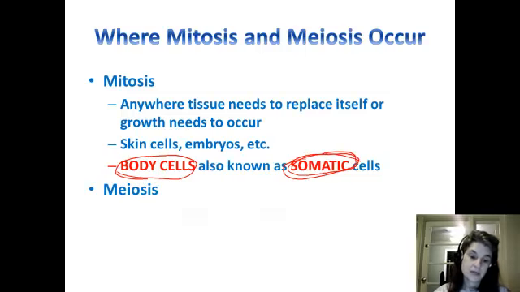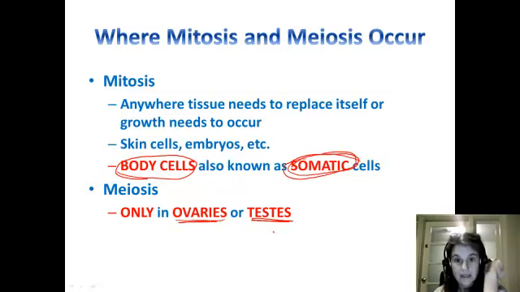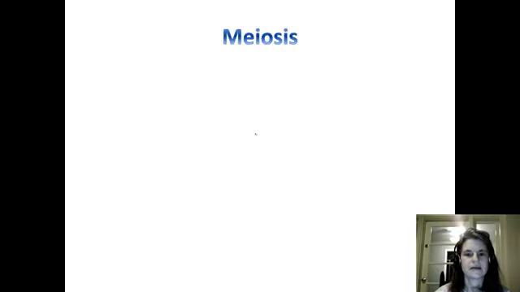Whereas meiosis occurs in one place and one place only, and that is in the reproductive organs. That would be in females, the ovaries, and males, the testes. That's it. Nowhere else. There will be no meiosis happening in your arm today, okay? Only ovaries, only testes, never anywhere else, okay?